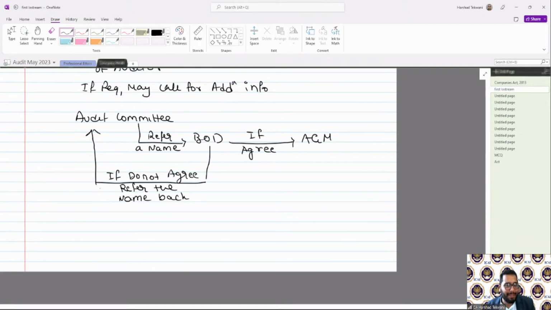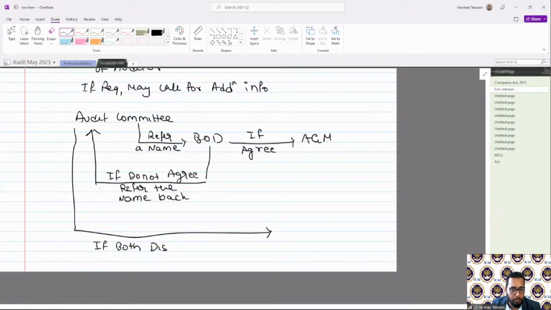But what if the audit committee sticks to that particular point? No, I want Mr. X. The board of directors says no, we don't want Mr. X, we want Mr. Y. What happens in that case when they both do not agree? If both disagree, each one will present their recommendation in the AGM. There will be one recommended name by the board of directors and one recommended name by the audit committee, and accordingly the members will vote whether they want to choose the recommendation of the board of directors or the audit committee. If both disagree, each will share one name.